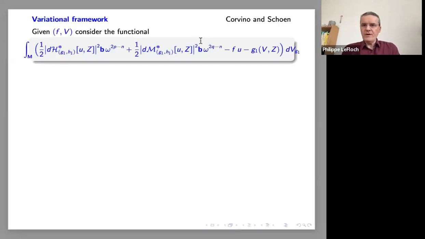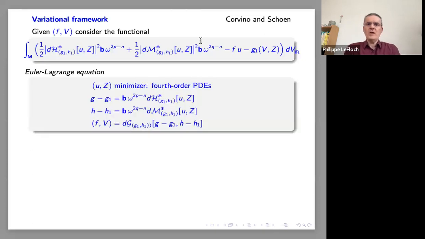So I'm following what Corvino and Schoen had proposed, based on some kind of energy determined by the dual of the linearized Einstein constraints. And at the end of the day, what it means is that the deformation of the metric, G minus G1, can be expressed as a certain weight times the dual at G1, H1 of the linearized Hamiltonian, or the dual of the linearized momentum constraint, evaluated at some point. U and Z are computed as minimizers, so they are given by a fourth order system of PDEs, basically.